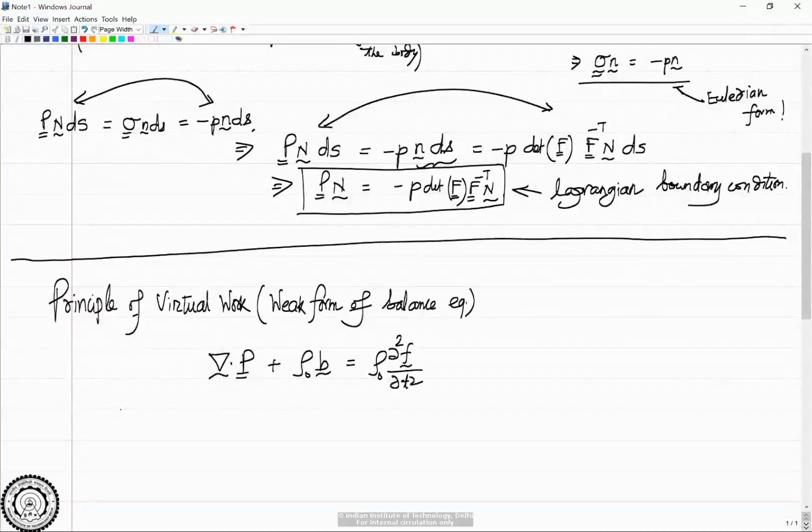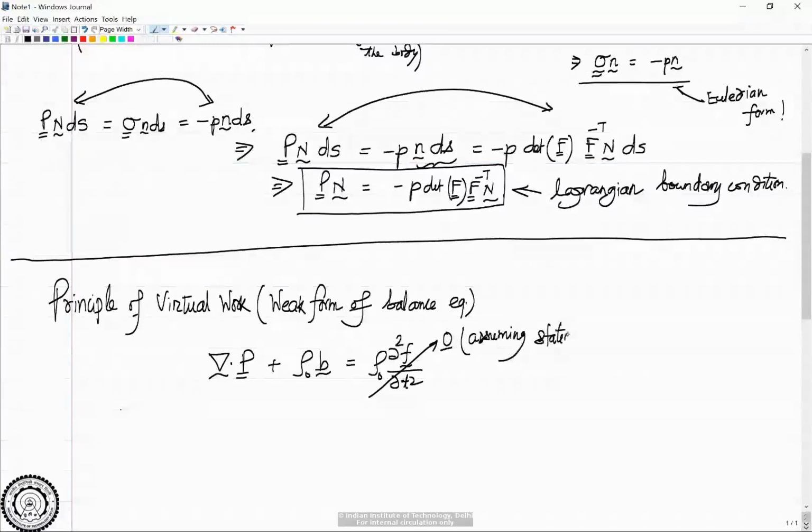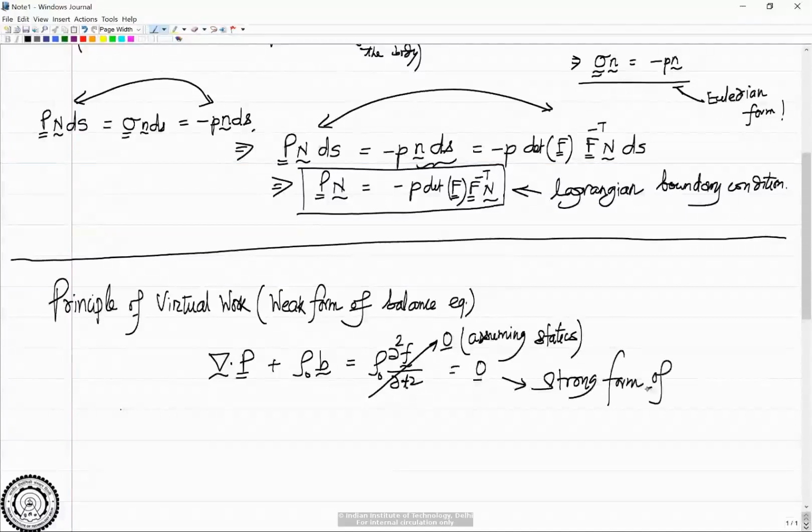So suppose that we are dealing with statics, so we can forget about this, assuming statics. So then this is equal to 0. And this is also called a strong form of balance equation. Can you recall that this is second order in small f?